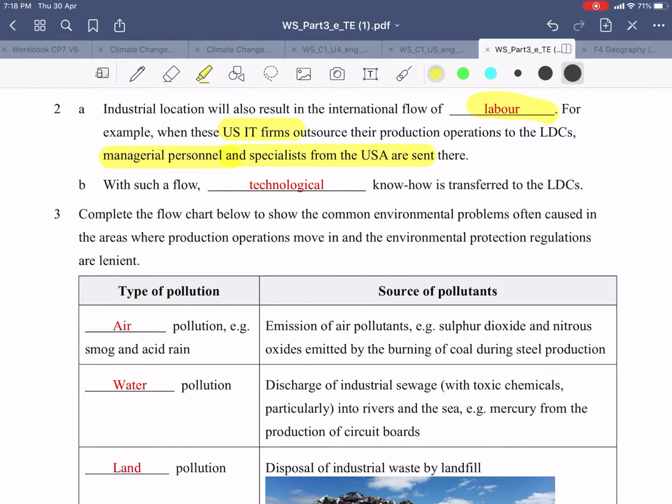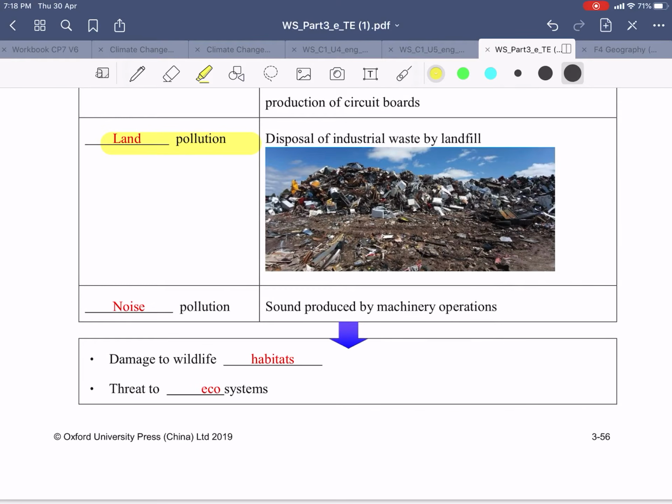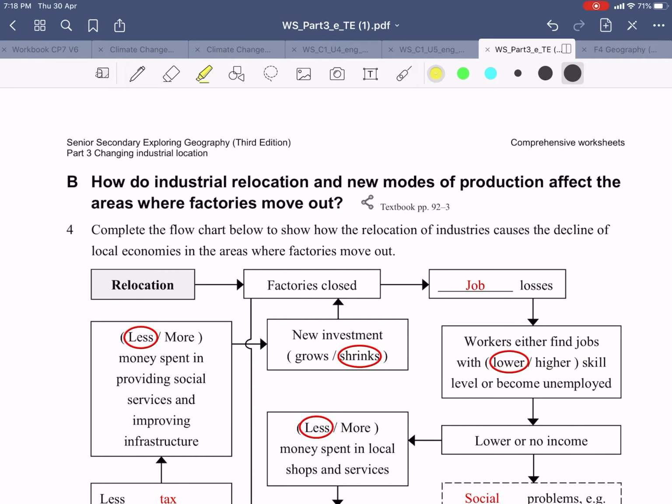Okay, to a certain extent, the technological know-how will be transferred to the LDC as well. But what are the problems? Air pollution, water pollution, and land pollution. Not going to discuss in detail. Noise pollution. Not going to talk about it.